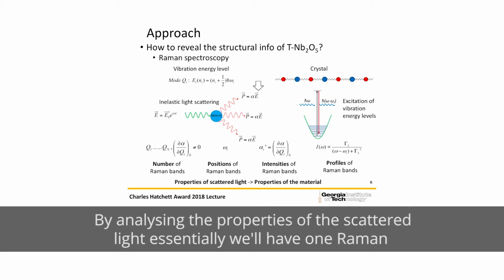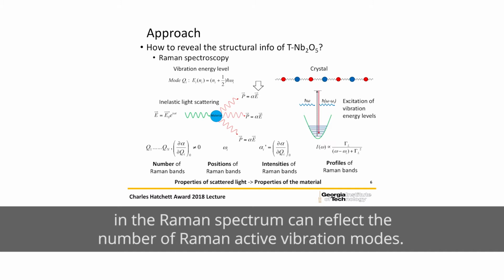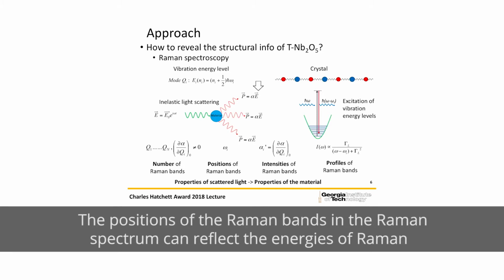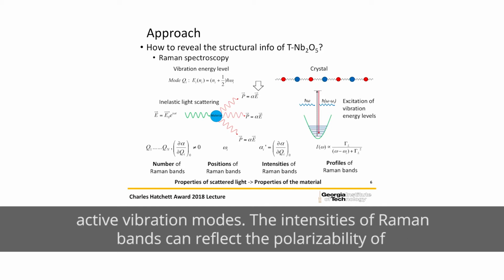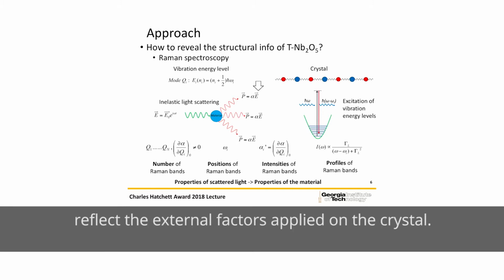So by analyzing the properties of the scattered light, essentially we'll have one Raman spectrum which contains a lot of information. For example, the number of Raman bands in the Raman spectrum can reflect the number of Raman active vibration modes. The positions of the Raman bands can reflect the energies of Raman active vibration modes. The intensities of the Raman bands can reflect the polarizability of Raman active vibration modes, and the profiles of the Raman bands can sometimes reflect the external factors applied on the crystal.